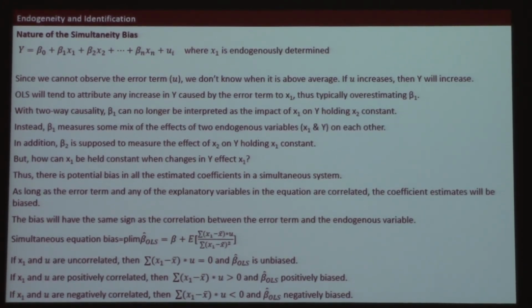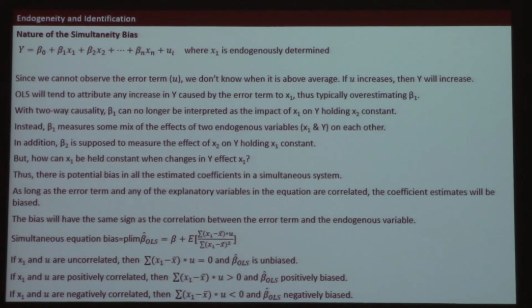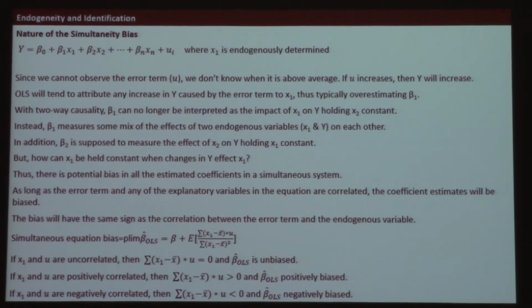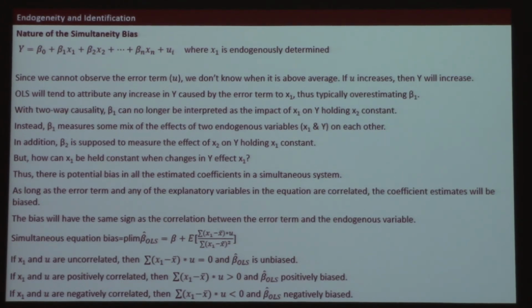So what does that mean? It means that if the error term increases, we can literally see that. Beta 0 plus beta 1 price plus U. Alpha 0 plus price plus epsilon. So we want to see how the error term and our endogenous variable are correlated.